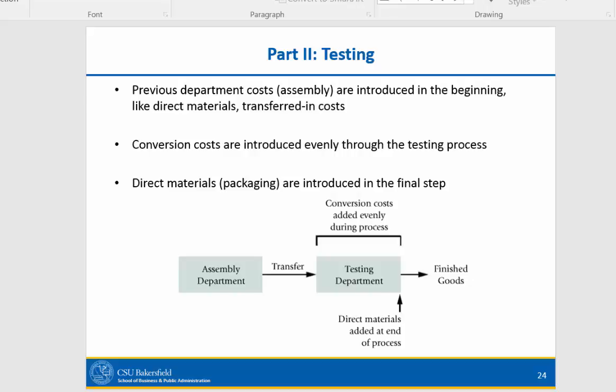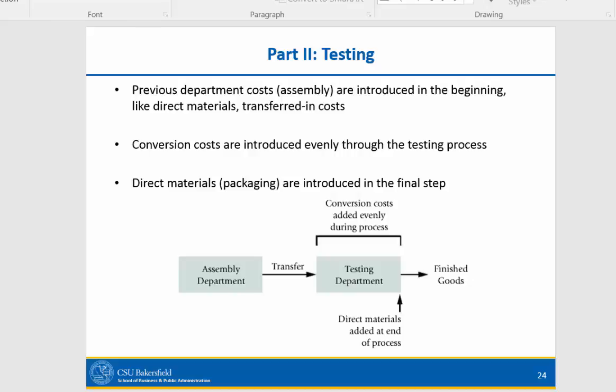First of all, the previous department costs, whatever costs they carry, are introduced in the beginning, just like direct materials, and we call that transferred in costs. So when a particular cell phone is manufactured and transferred into the testing department, it carries transferred in costs 100% complete. That's very clear.